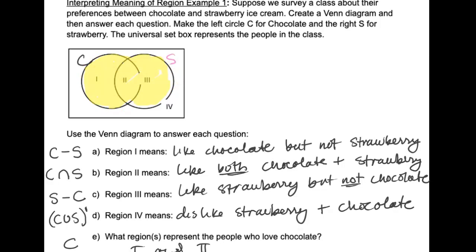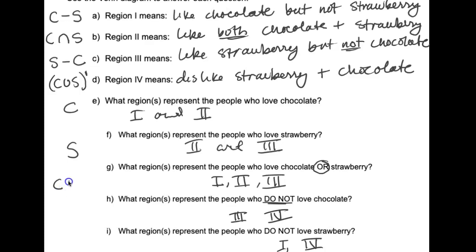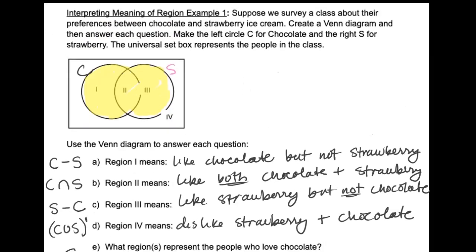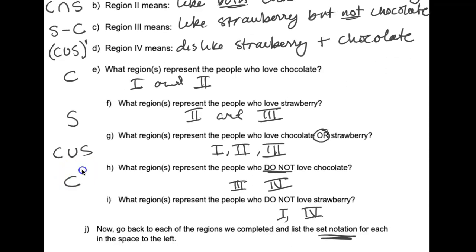When you're finding the union, I like to think of union meaning combined. A union is combining C and S together. You can almost think of union like marriage. You're combining two lives together, in this case, two circles together. So it's C union S for that one. And then for H, what regions represent people who do not love chocolate? If you remember before, I shaded everything on the outside of chocolate. Well, that's just C complement. It's everything not chocolate. So I'm going to write C complement there.